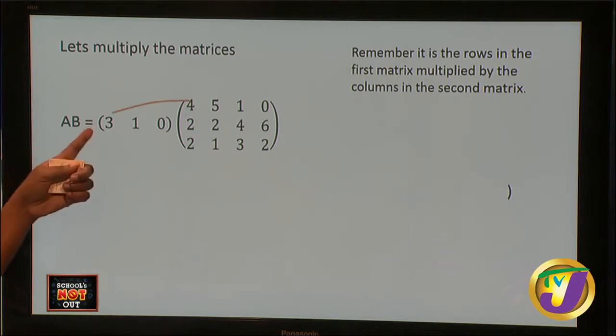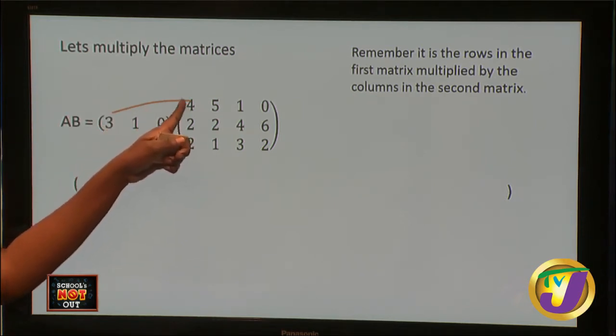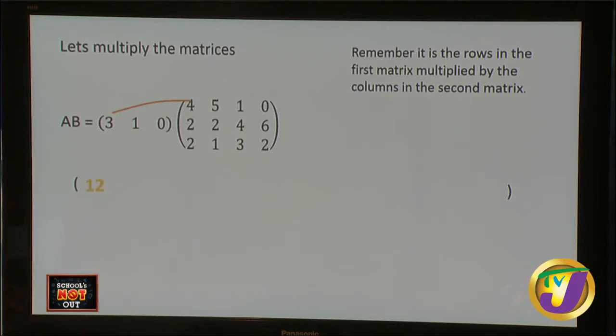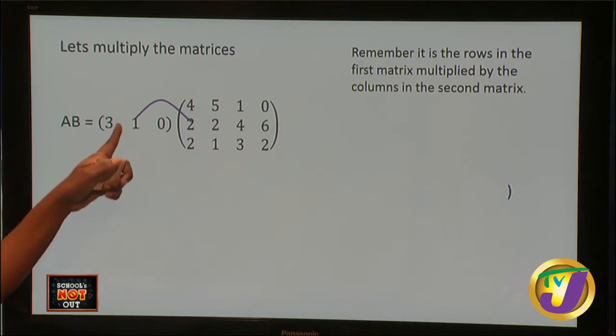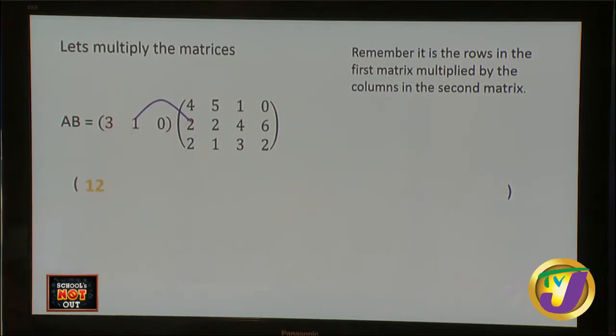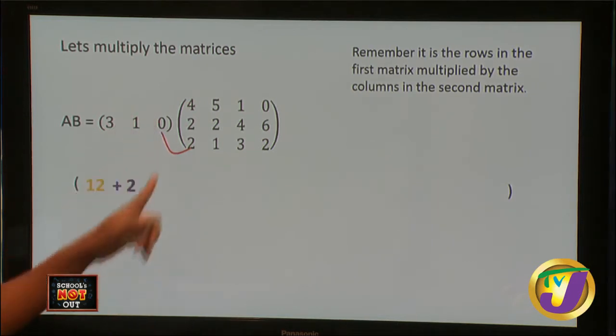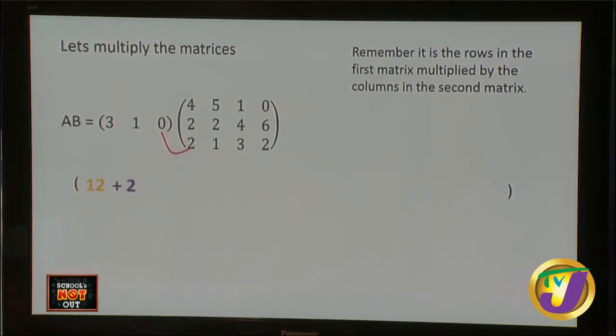So I'm seeing here 3 multiplied by the 4. The first term in my row multiplies the first term in my column. 3 fours, 12. Then we move on. 1 is now multiplying the second term in the same column. We're looking at the second term in this row, which is row 1, because we don't have any other row. The second term in row 1 multiplies the second term in column 1, and that gives us 2. Then 0 multiplies the 2, the third term in the row multiplying the third term in the first column.